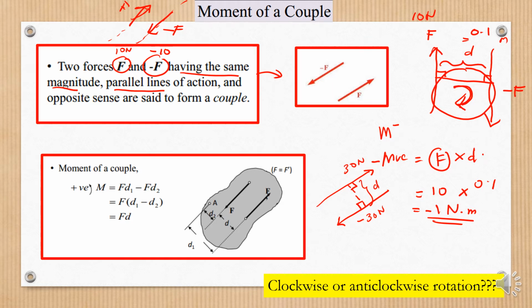Now refer to this one. This is a couple as well. What is the direction of the rotation? One of the forces is pushing like this and the other one is pushing upward. So it will cause an anti-clockwise moment, so the moment becomes a positive value.